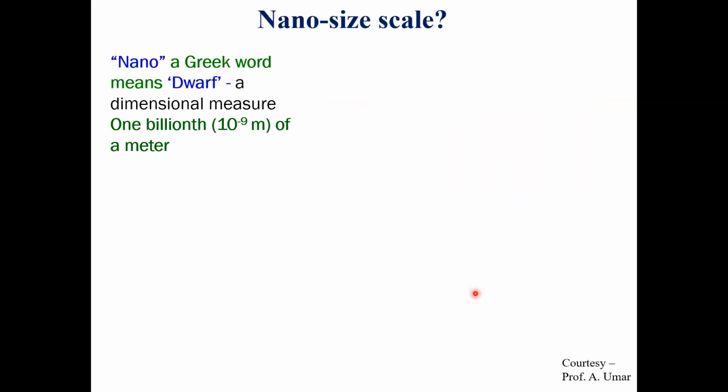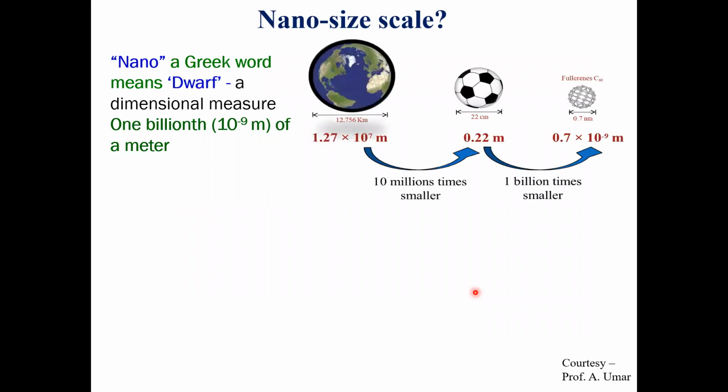So we already talked about this. Nano is a Greek word that really means dwarf, a dimensional measure of 1 billionth of a meter. And you can see how you can compare the diameter of the Earth with the size of a football, a soccer ball, with the size of something called C60 or fullerene.